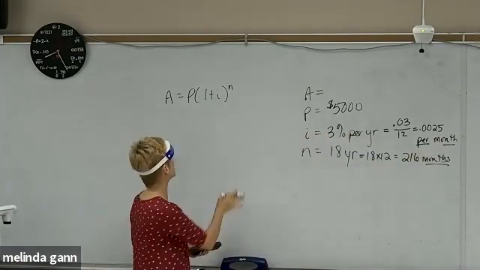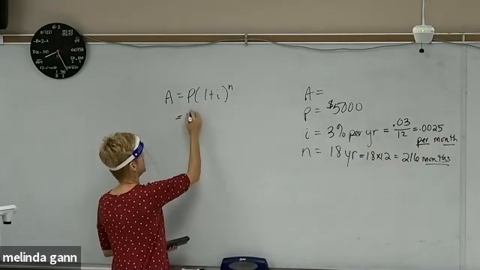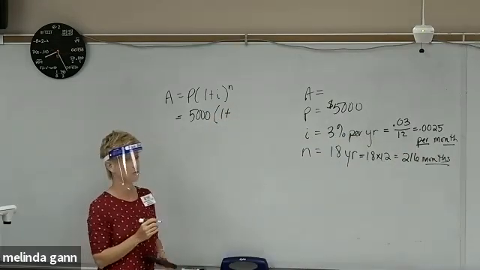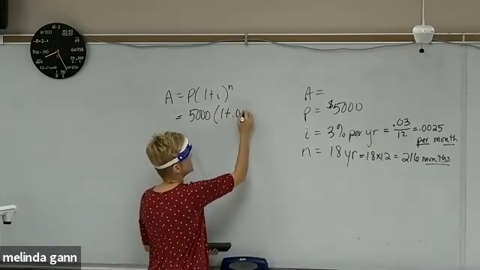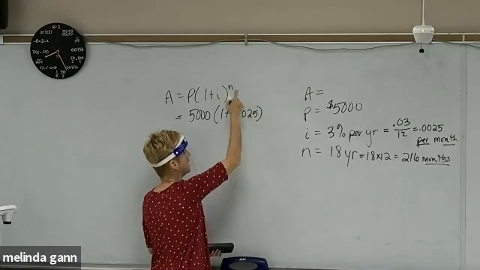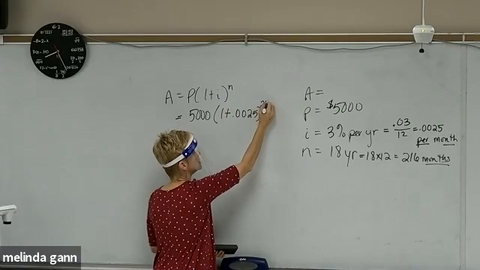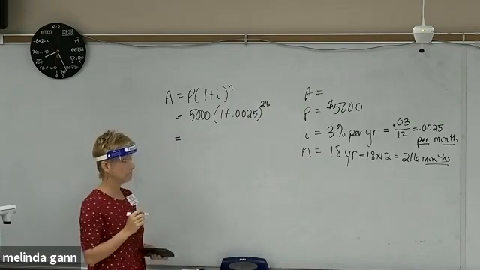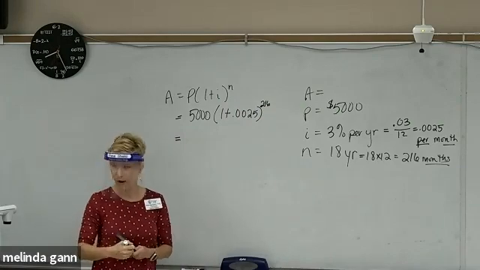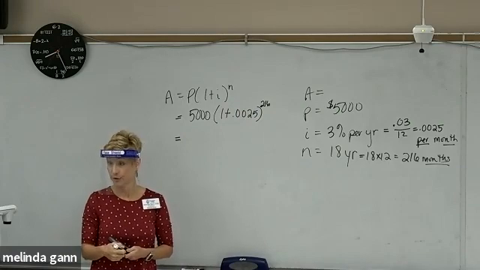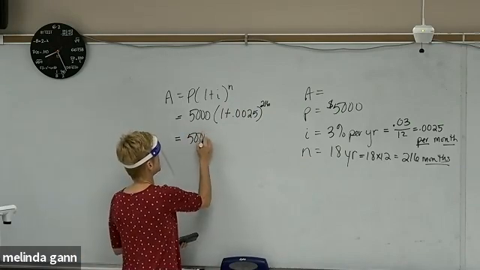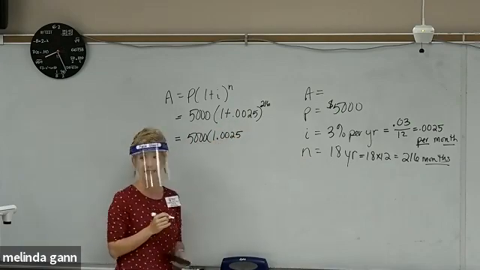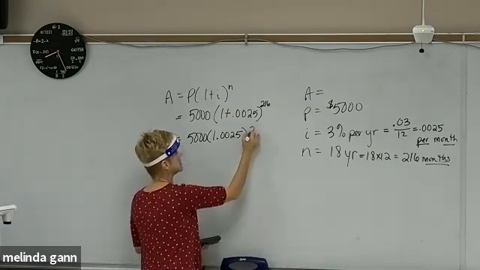Okay? All right, so let's substitute in. We've got a P, which is 5,000. We've got 1 plus, now what's my interest rate? Point what? 0.0025. And what's my N? It's not 18, it's what? 216. Okay. So again, I've got to follow my order of operations. What did you tell me I had to do first? Parentheses, very good. All right, so when I add that, I get 1.0025, 1 and 25 ten-thousandths. And my power is still 216.